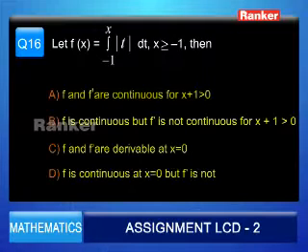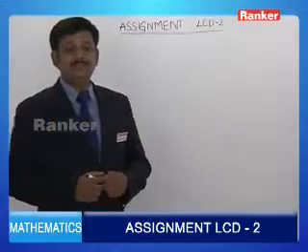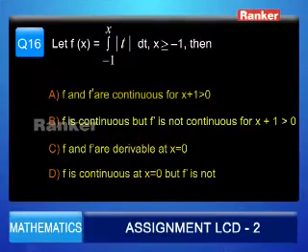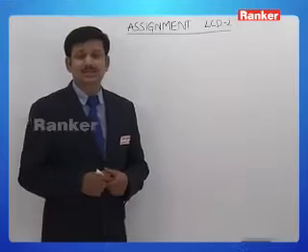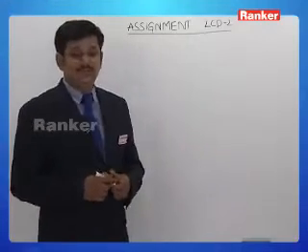Let f of x be equal to integral from minus 1 to x of mod t dt, when x is greater than or equal to minus 1. Then we have to see whether option A, f and f dash are continuous for x plus 1 greater than 0. Option B, f is continuous but f dash is not continuous for x plus 1 greater than 0. Option C, f and f dash are derivable at x equal to 0. Option D, f is continuous at x equal to 0 but f dash is not. So we have to check for continuity and differentiability of the function.